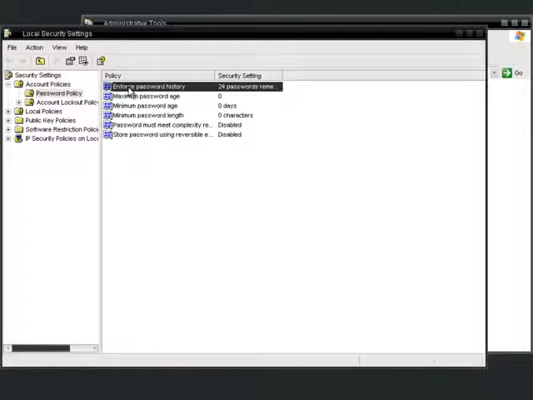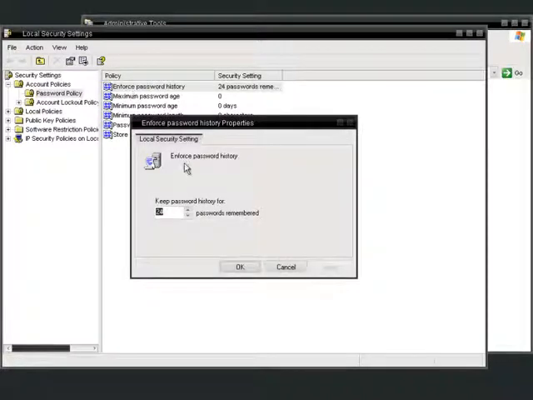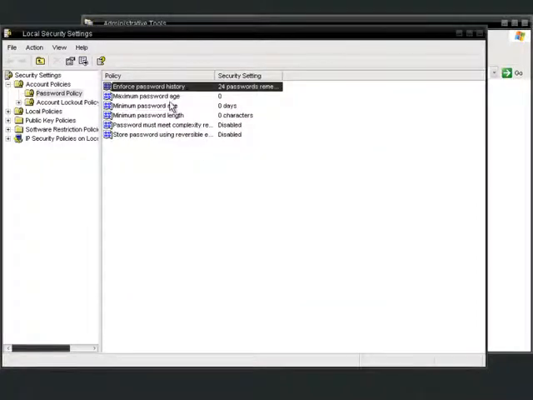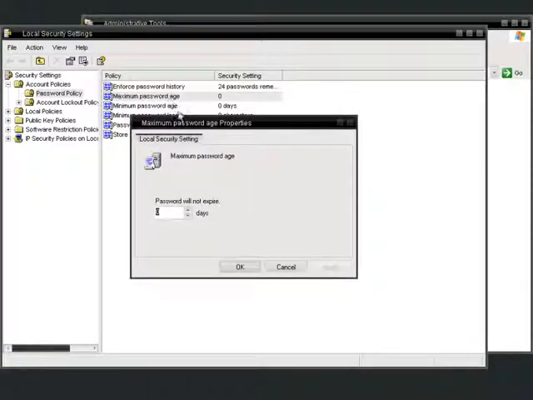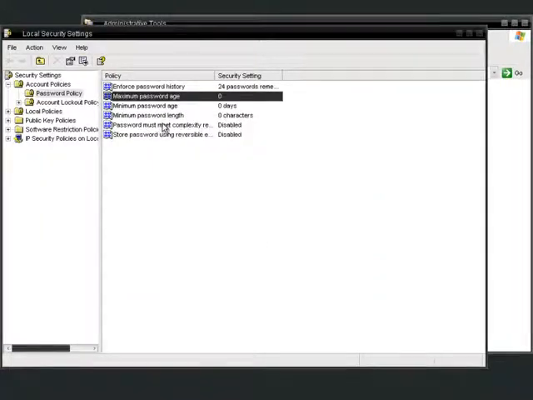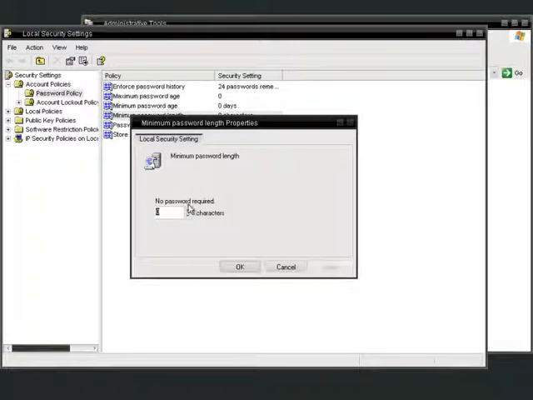Enforce password history determines the number of unique new passwords that have to be associated with the user account before an old password is used. We can keep track of up to a maximum of 24 passwords. Minimum and maximum password age determine the period of time a password can be used before changing it. Minimum password length allows us to set the least number of characters in a password, up to 14 characters.